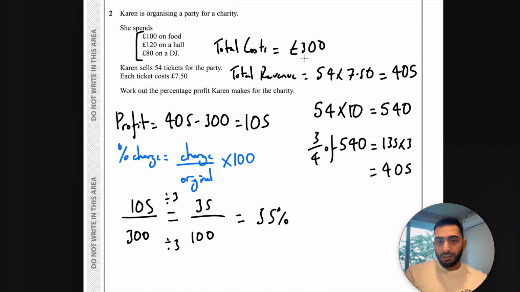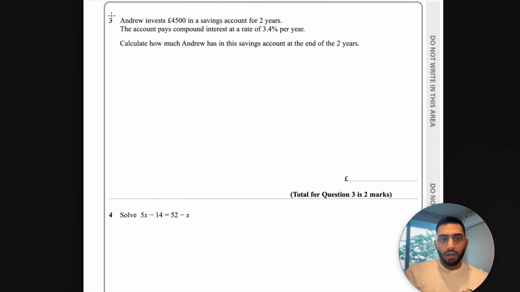If you worked out a 35% increase on 300, you would get 405, so that bit is correct. So question 3, Andrew invests 4,500 in a savings account for 2 years, and the account pays compound interest at a rate of 3.4% per year. Calculate how much Andrew has in his savings account at the end of the 2 years.